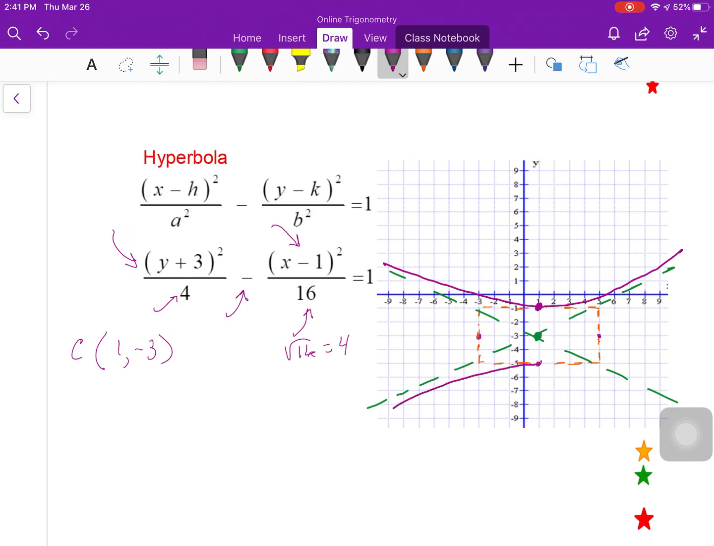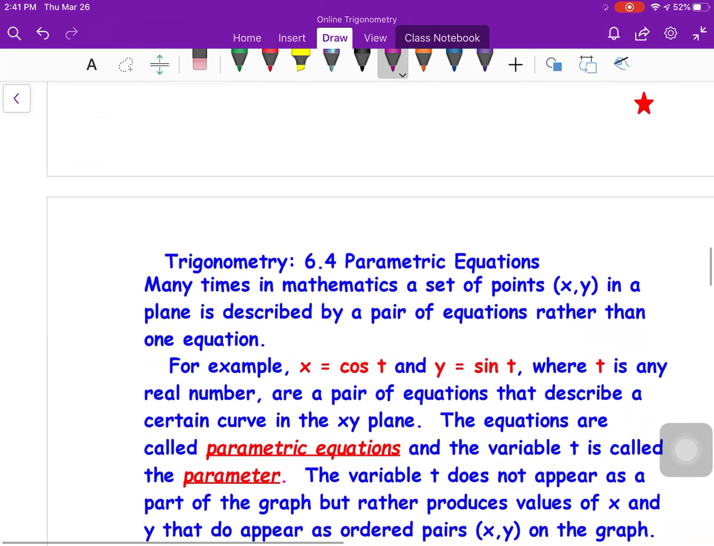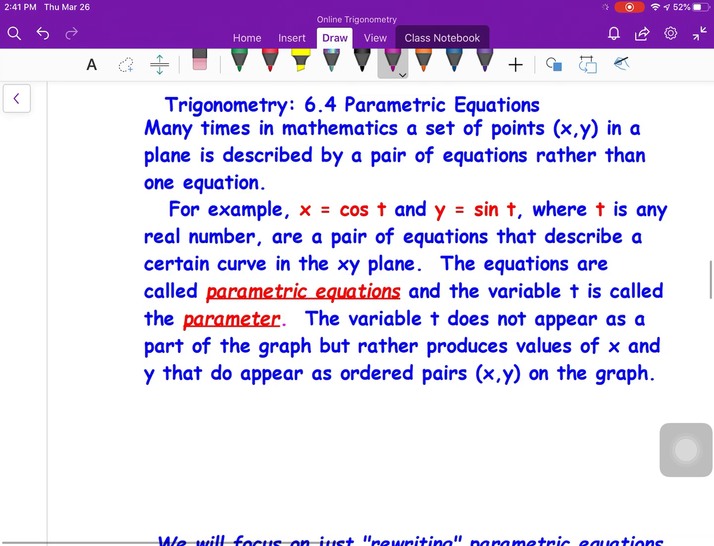And then we start at this point on the reference rectangle and get closer and closer. And that's just a review of your Algebra 2 graphing the three conic sections that we'll be seeing. So let's see how it applies here in trigonometry.